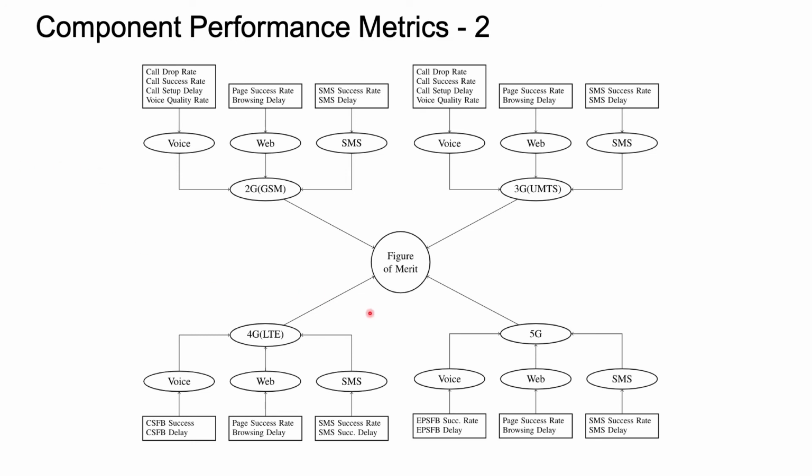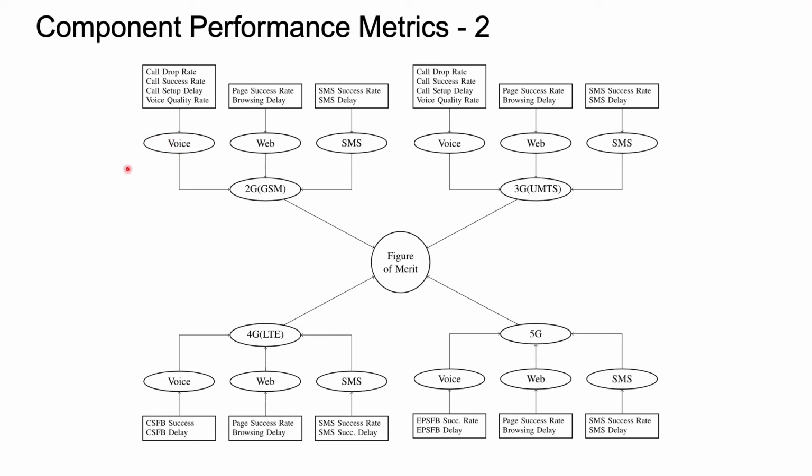This figure shows the hierarchical nature of the figure of merit. The single figure of merit can be decomposed into 2G, 3G, 4G, or 5G branches. Within each generational technology, there are scores attributed for voice, web, and SMS. And behind each aggregated voice, web, or SMS score, there's a collection of quality of service or quality of experience metrics that create those scores.